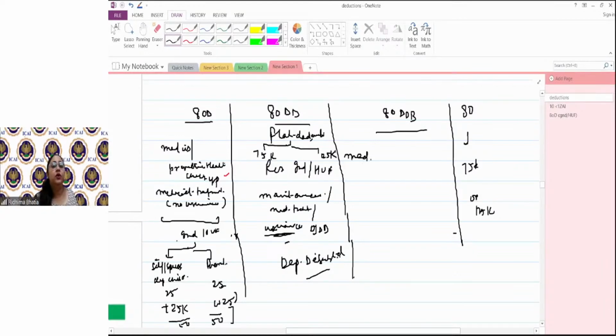80DDB flat टॉक करता है मेडिकल ट्रीटमेंट के लिए. यहाँ पे there is no word of insurance, no word of maintenance, medical treatment of specified disease. First of all, you have to check. We're talking about some specified diseases, not about some plastic surgery, not about some dental surgery, some specified diseases which are there in the list. ठीक है, उसका medical treatment.